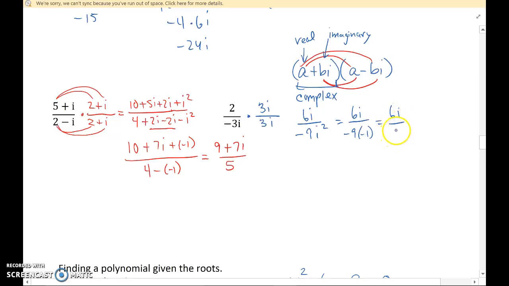which gives us 6i over 9, which can reduce to 2i over 3. We do need to reduce the fraction into lowest terms, and so this would be our solution for simplifying using the conjugate.